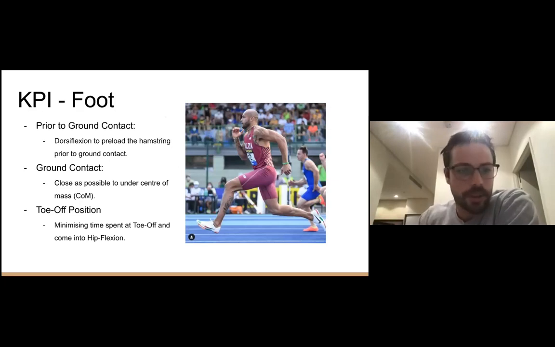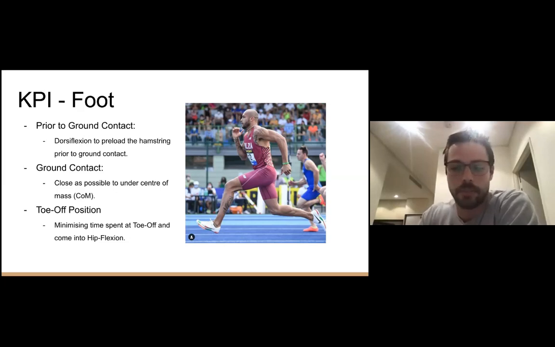So basically, if we're looking at the foot at different stages of the sprint cycle, prior to ground contact we've got the foot dorsiflexed. It's going to preload the hamstrings, posterior chain, all that. We've got this beautiful photo of Marcel Jacobs only a couple of weeks ago, who's one of my favorite sprinters at the moment. At point of ground contact, we just want the foot to come as close as possible to under the center of mass. It's always going to be a little bit in front, but at least the intent is there to come under the center of mass. And at toe off, we're trying to minimize the time spent there, and we need to try to bring the leg into hip flexion as soon as possible.